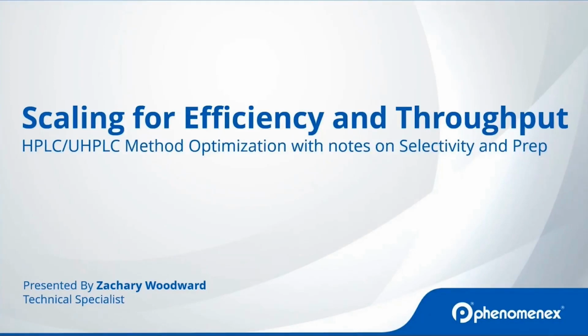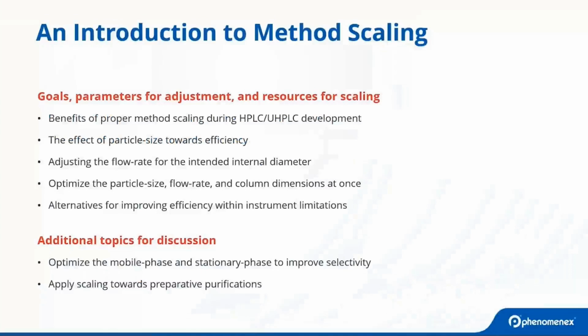As inferred, today we'll take a moment to discuss how to go about scaling a method so as to improve your efficiency and ultimately decrease your runtime so as to expedite sample throughput. The scope of our presentation today will be primarily just to speak about column dimensions with respect to particle size, and then both the internal diameter and the length, so as to ultimately improve, once again, both your efficiency and your resolution, ultimately benefiting your sample throughput and runtime.